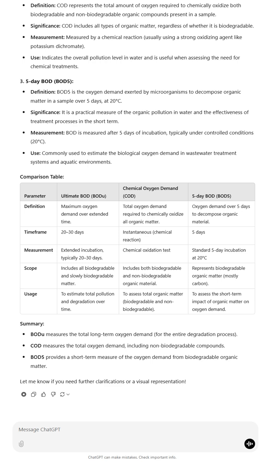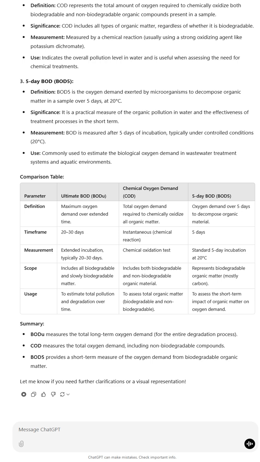Scope includes all biodegradable and slowly biodegradable matter. Includes both biodegradable and non-biodegradable organic material. Represents biodegradable organic matter, mostly carbon. Usage: to estimate total pollution and degradation over time. To assess total organic matter, biodegradable and non-biodegradable. To assess the short-term impact of organic matter on oxygen demand.